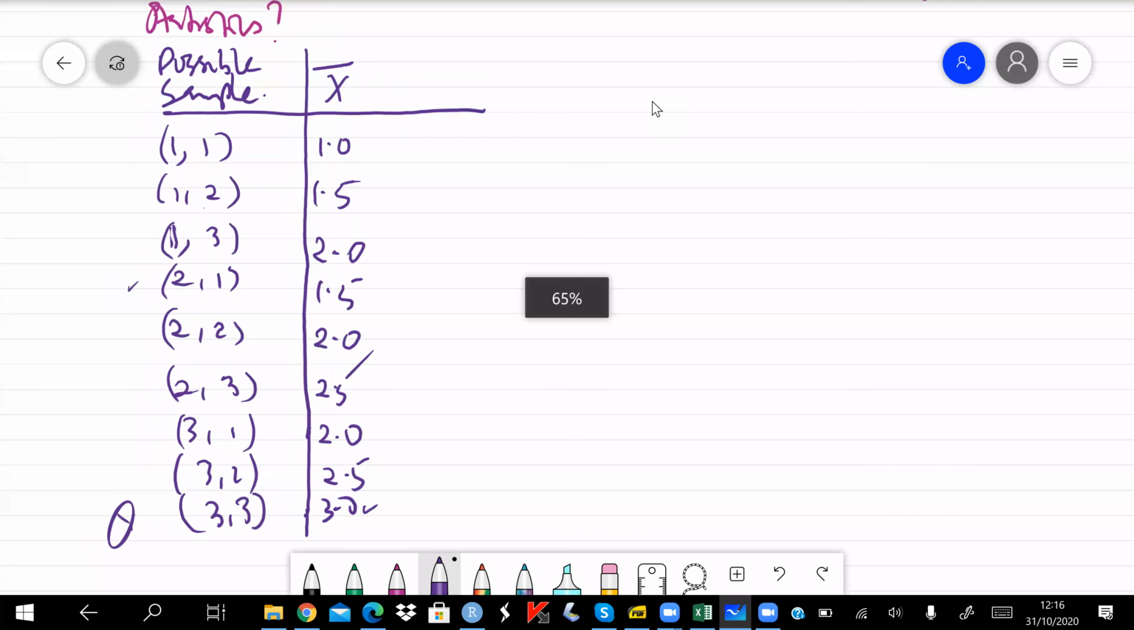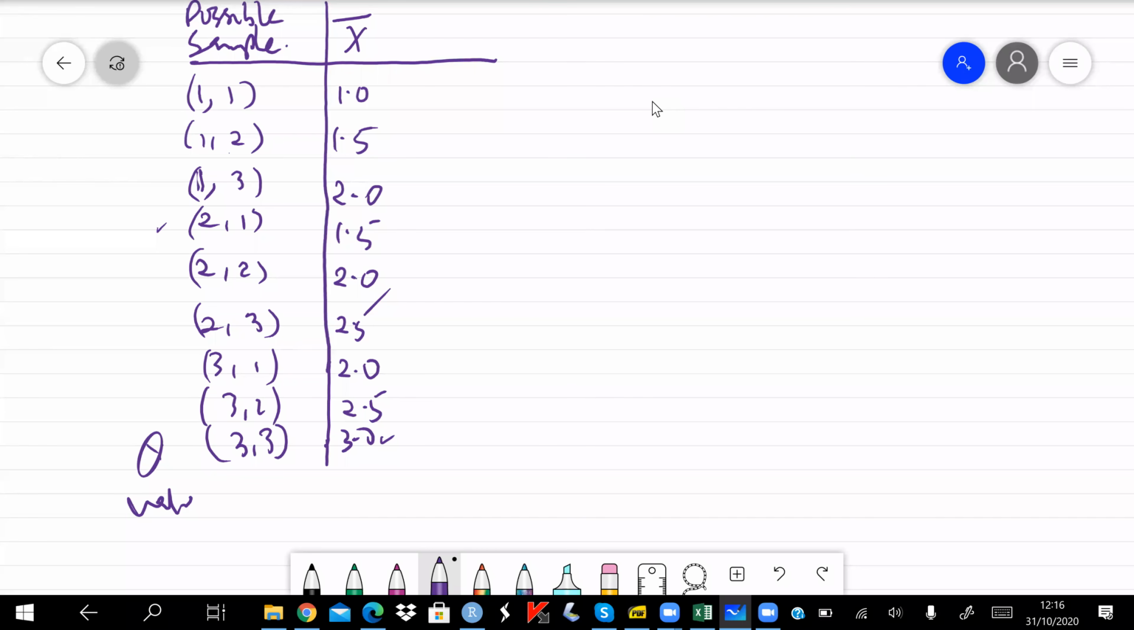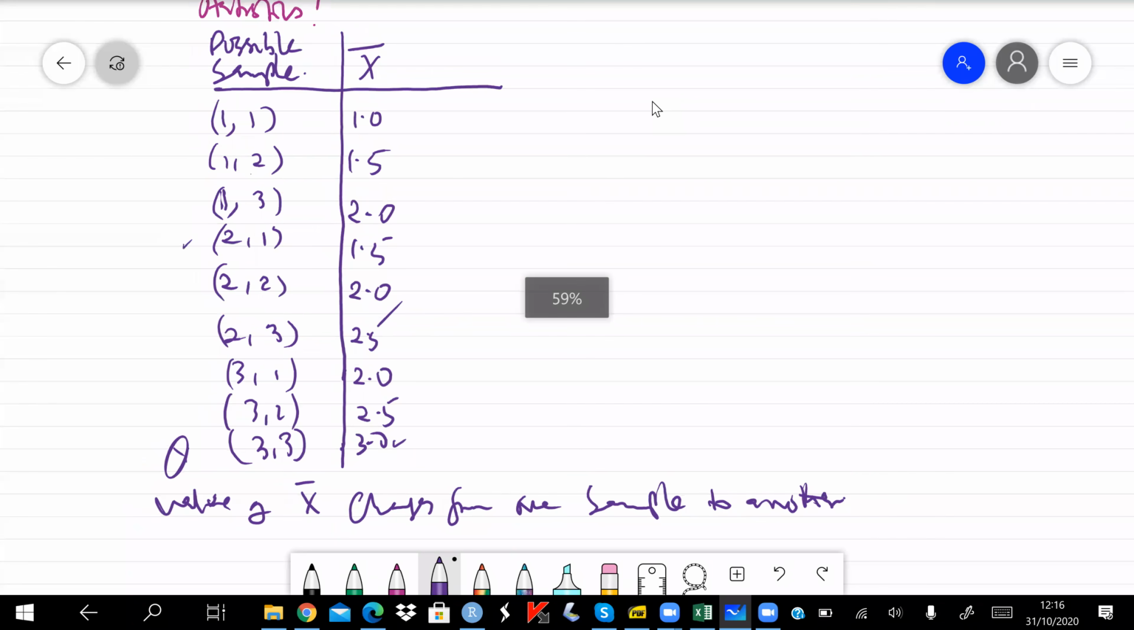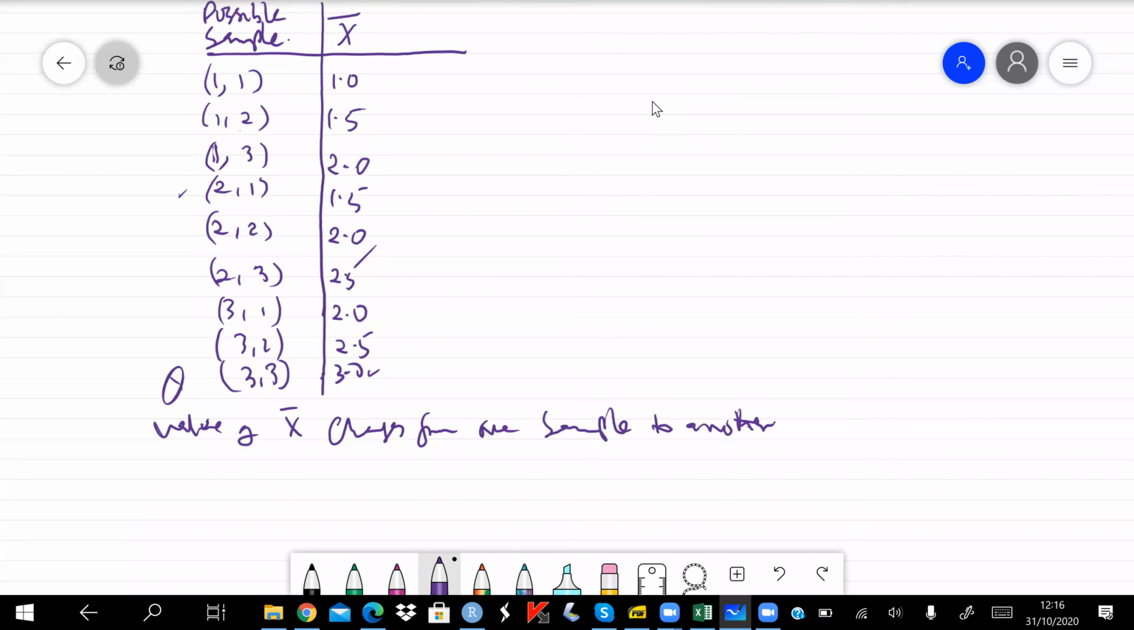So we notice something very interesting here. That is, the value of X bar changes from one sample to another. So if it is changing from one sample to another, it means that X bar is a variable.